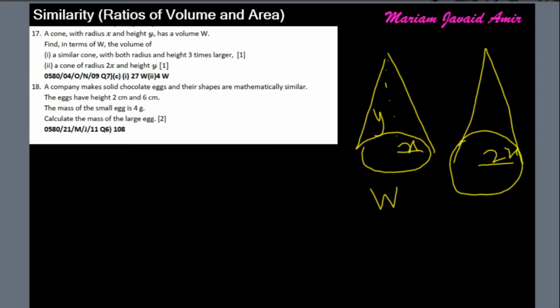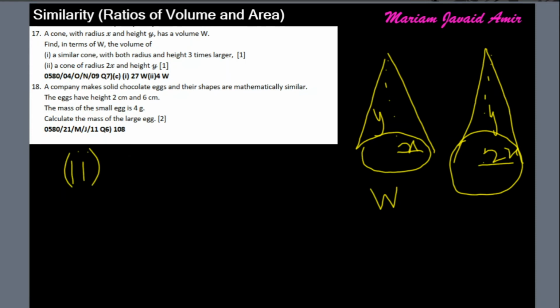So which means these are not similar cones now, because if these were similar cones, the height should have increased by 2y as well. Should have increased to 2y as well. Since the radius is increasing twice, the height should have also increased twice if these were similar cones, which means they're not similar cones. So now we can't use that formula v1 over v2 equals L1 over L2 whole cube, because that only applies on similar figures. These are not similar anymore.